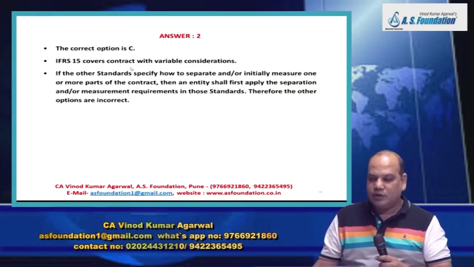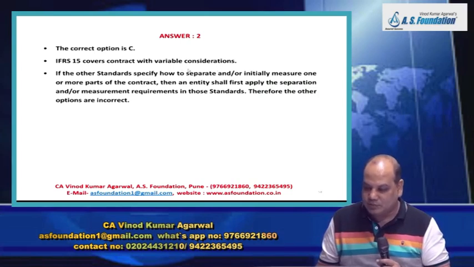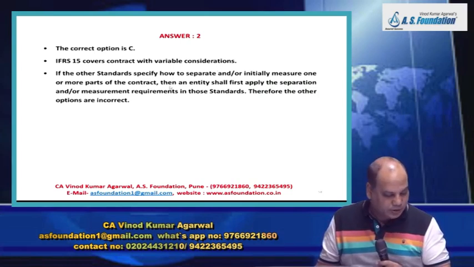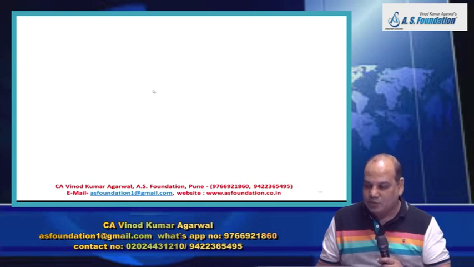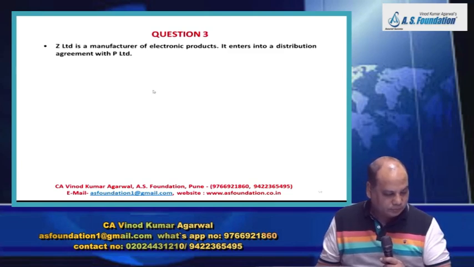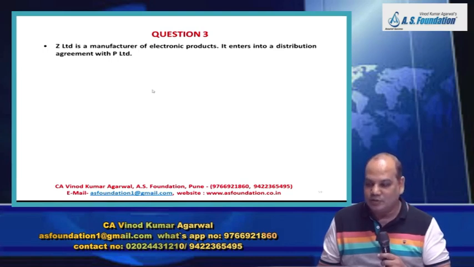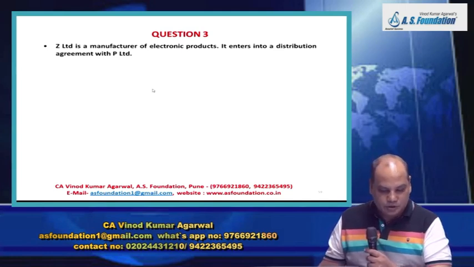This standard covers revenue with customer with variable consideration. But for the other first and second, different standards are applicable. And this standard specifically says that if there are non-monetary transactions between entities in the same line of business to facilitate sales, then it is not covered. Now, dear student, come to next question.